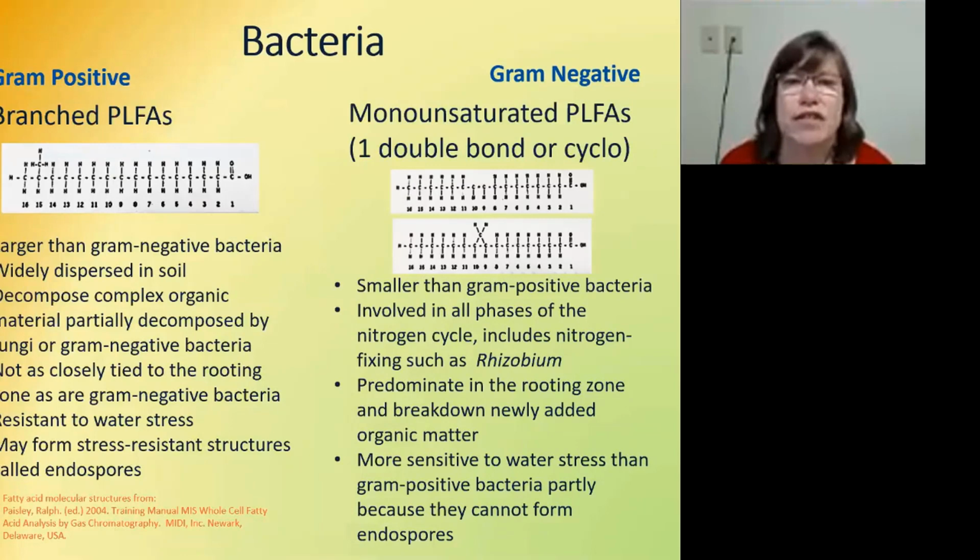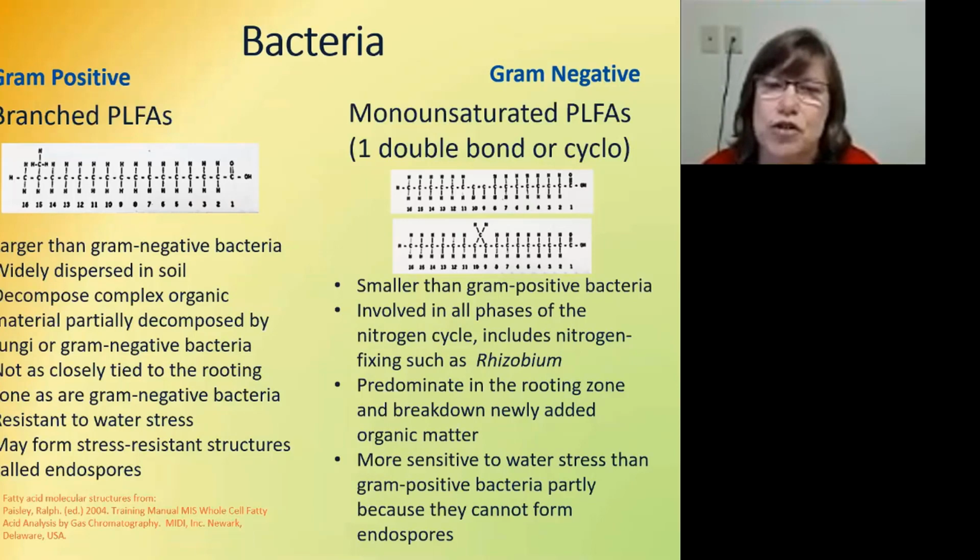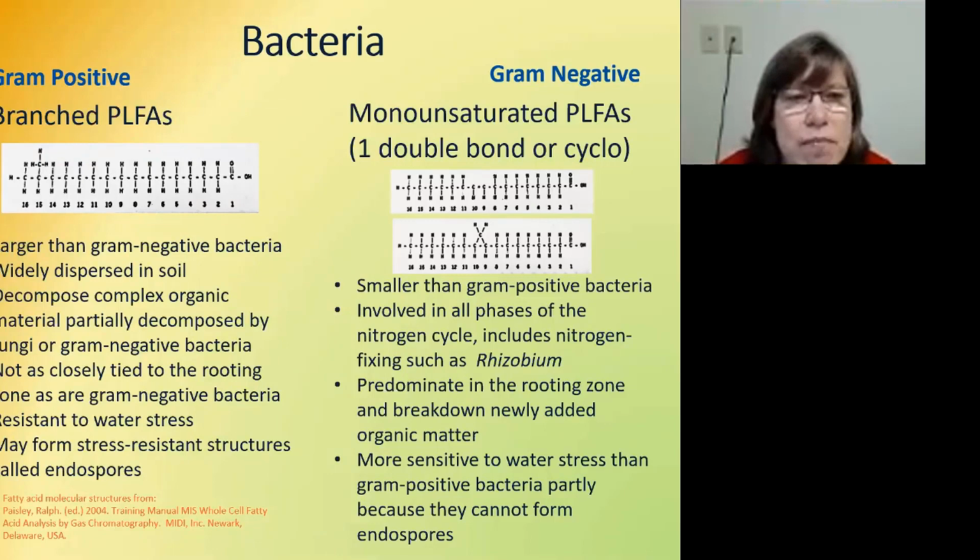So let's take it into the soil and look at how we get cued into which ones they are as far as phospholipid fatty acid analysis. The gram-positive bacteria tend to have branched phospholipid fatty acids. If you look on the left side of your screen, you'll see that there's a methyl group attached to one of the carbons, and the gram-positives tend to have it either on the first or second from the end. They'll have a branch of another carbon.